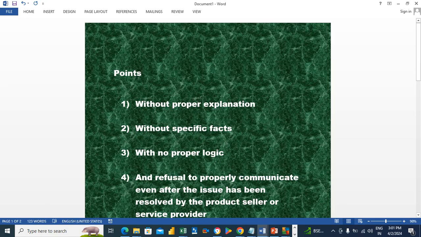And number two is without specific facts. Again, this is correlated to point number one. There is no proper explanation, and there are no specific facts involved. It's pretty brief, and there is no logic at all. That's point number three. So all these points are interrelated. And point number four is a refusal to properly communicate even after the issue has been resolved by the product seller or service provider. See, I'll give you an example.